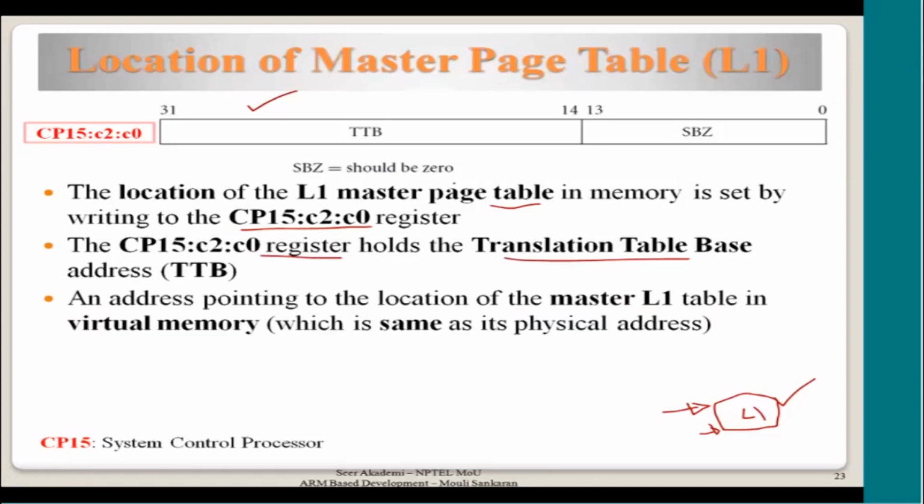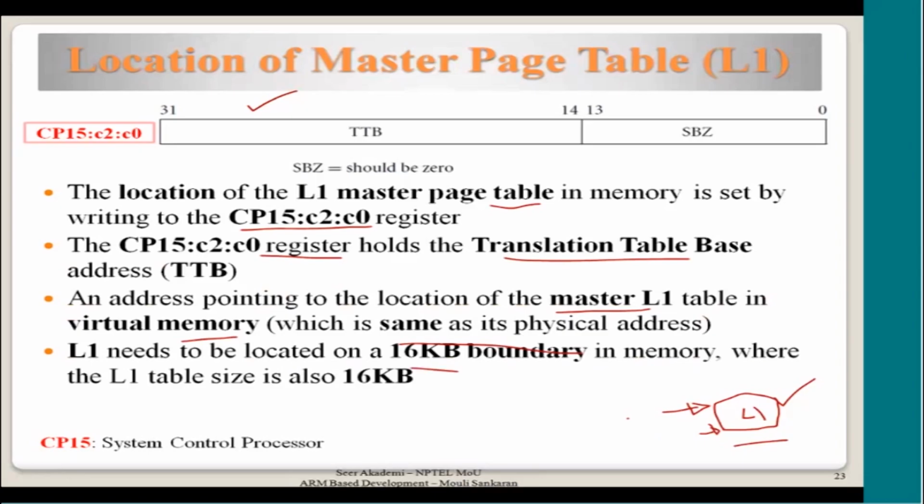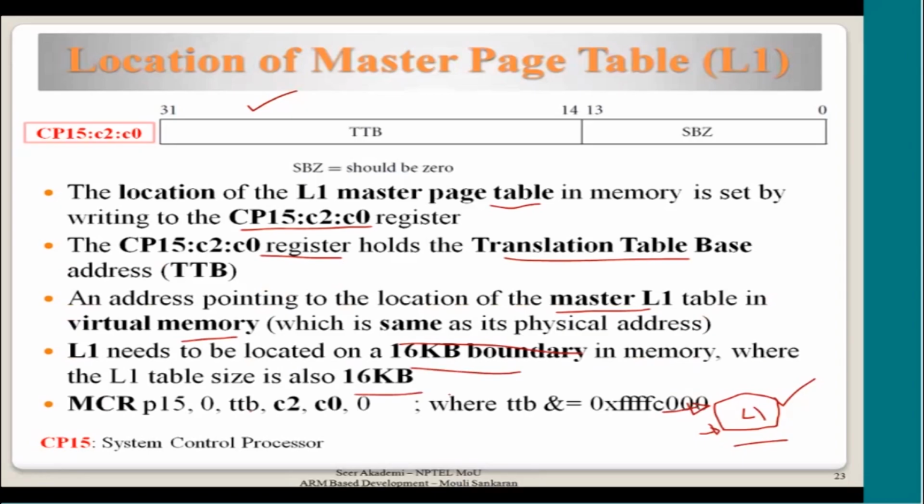This is called the translation table base register. It holds the address pointing to the location of the master L1 table, whose virtual address is also the same as the physical address. I told you that to access the page table we cannot use the MMU, so it is the same as the physical address. The L1 table needs to be located on a 16 KB boundary in memory, and the L1 table space is also 16 KB. So one sample instruction is like this.